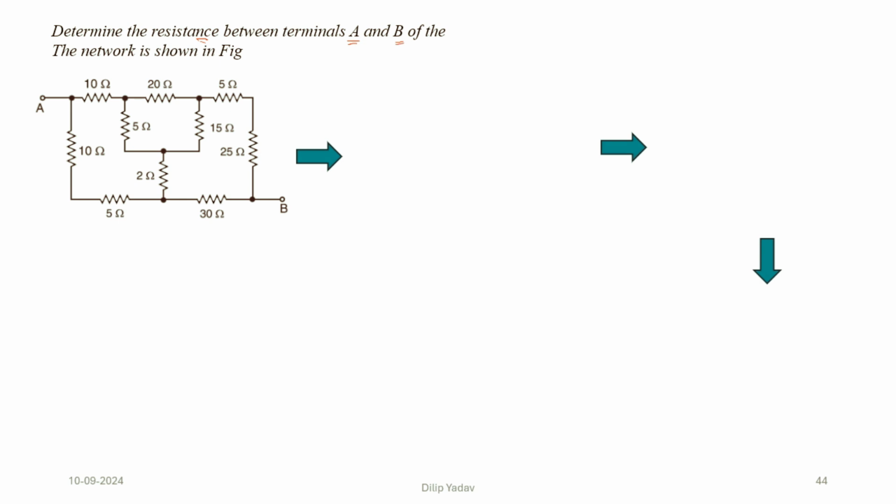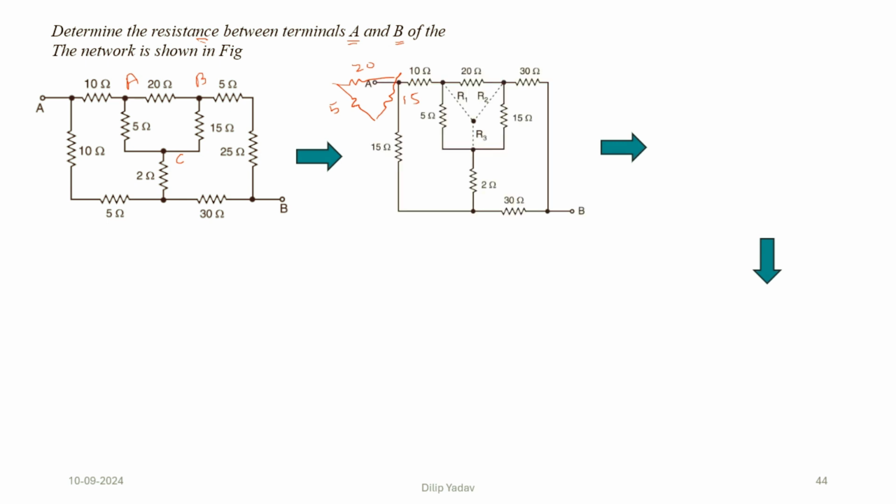Now we have to see which is star and which is delta. We can see that at this point, if I go for A, B and C, the values are 5, 20 and 50. So we are going to transform it from delta to star. In the second figure you can visualize it.